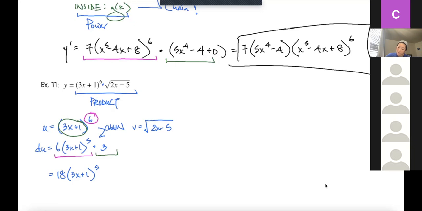So if I just gave you this, I said y equals (3x plus 1) to the 6th, and I said find y prime, we would use chain rule. We'd take the power down, we'd lose the power, right? And then we would multiply by the derivative of the inside function. I see what I was missing.